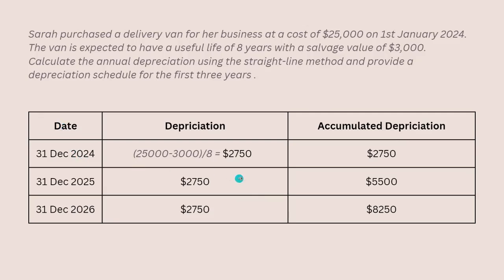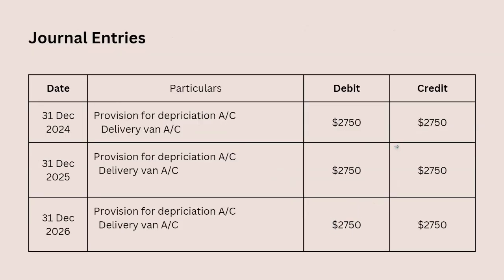So in 2024, we have 2,750. In 2025, we have 2,750 again, because the amount is going to be the same. Cumulative depreciation is 2,750 plus 2,750, which is 5,500. And then in 2026, again she's going to have 2,750, because it's going to be the same across all the years until 8 years are done. This is the addition of these two, this is the addition of these three, and this is nothing complex.